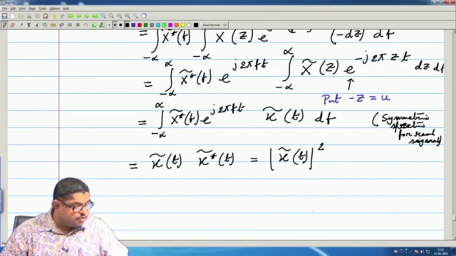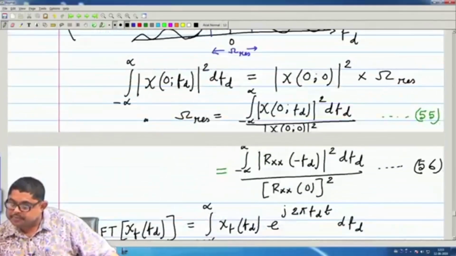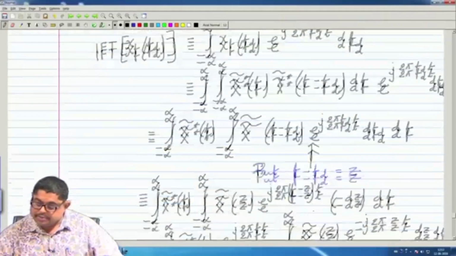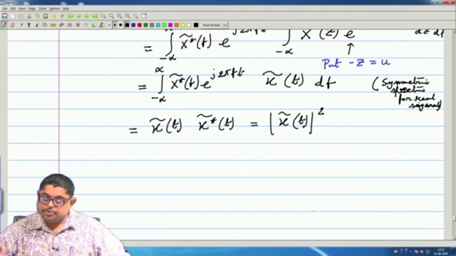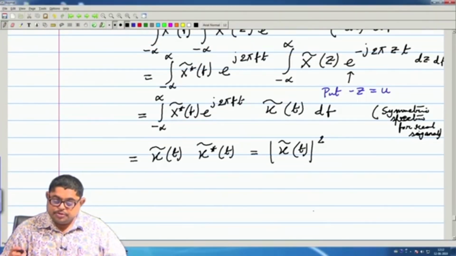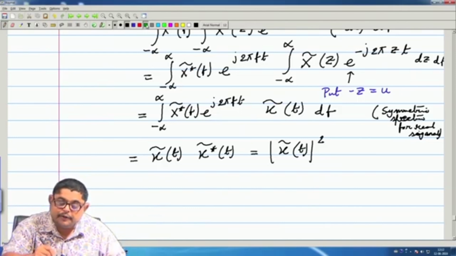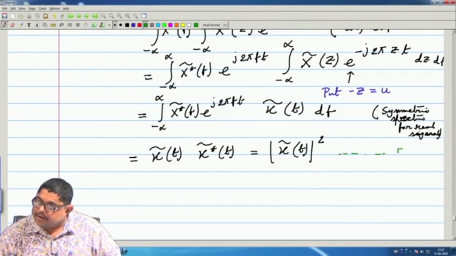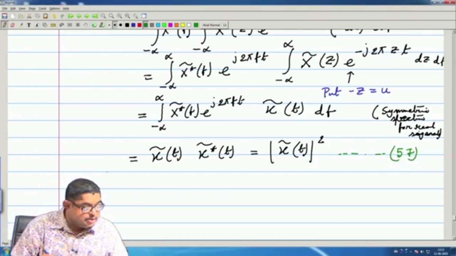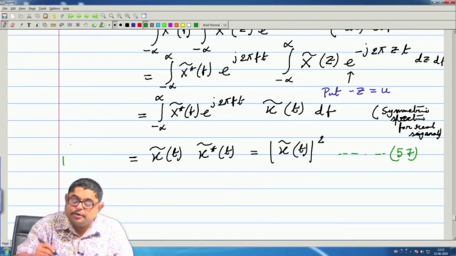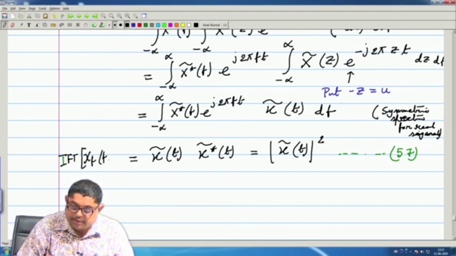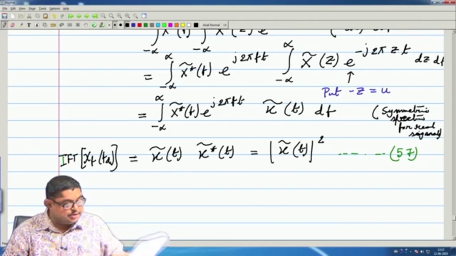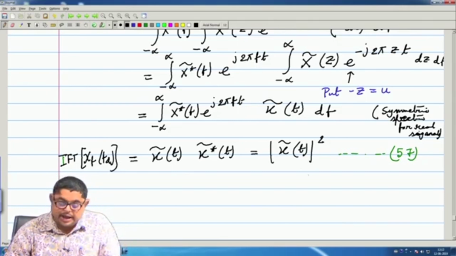I think we should give numbers; at the last we had 56. So I can give it a number. This is 57. What is it? This is the IFT of the FT. That is this. So we can say that the Fourier transform of this x t square will be this.